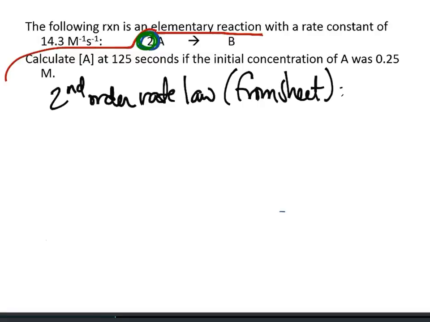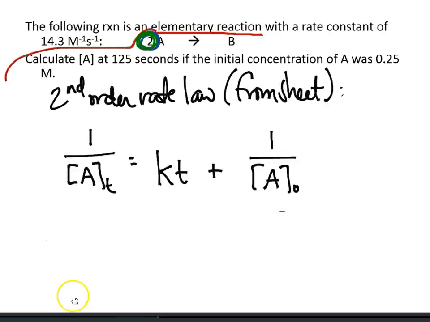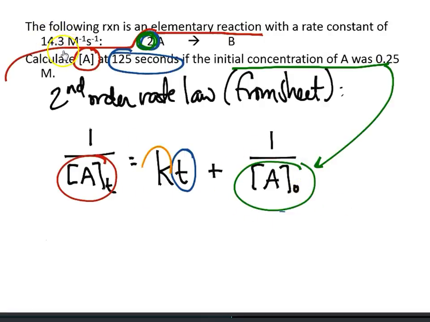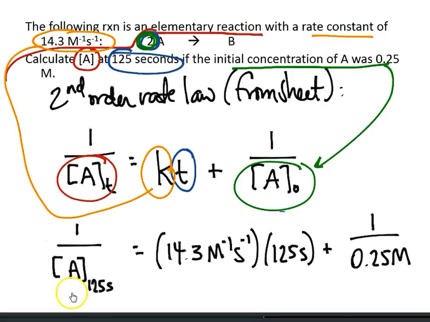So the second order rate law from your yellow sheet, that's right down here, right? There's the second order rate law. We write that down and we fill in the numbers. So calculate the concentration of A. That means we're going to solve for this A at time t. 125 seconds is t. Initial concentration of A, 0.25 molar, goes here. And then the rate constant is given in the problem up here at the top. So we plug those numbers in. And you get this.